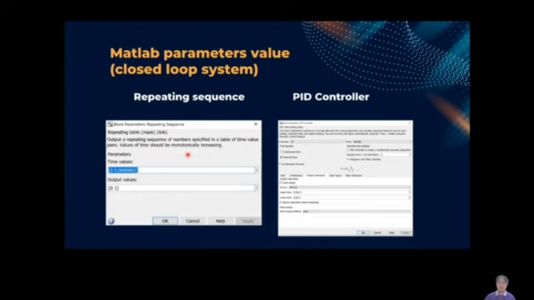And this is special for the closed loop system, which is the repeating sequence and the PID controller. The repeating sequence we can see over here is 0 and 0.00602, and the output value is 0 to 1. And for the PID controller, we can manipulate the output saturation over here and adjust the upper limit and lower limit.